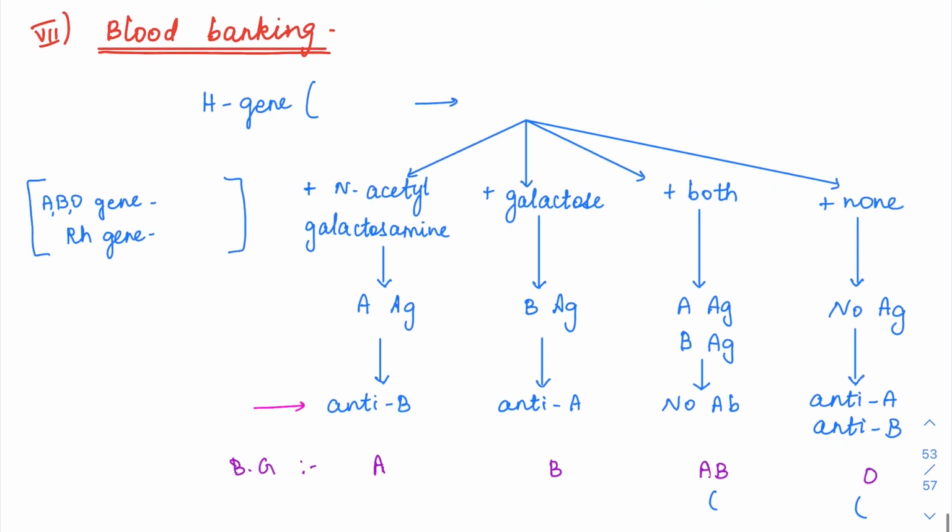So coming to the final thing, which is blood banking. So blood banking, we have to understand the concept to know this. So starting with the formation of the blood antigen, how do you classify it as a blood group?